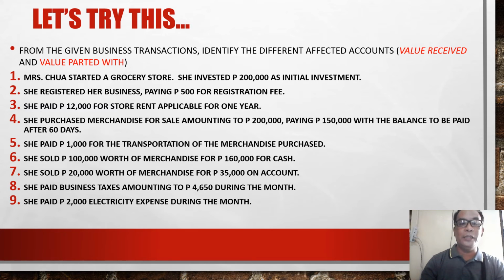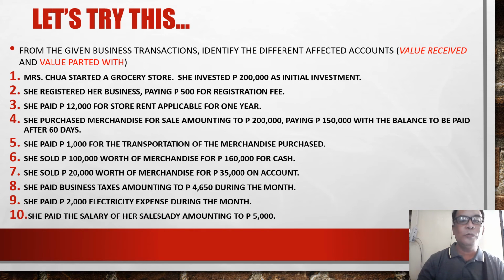For number 9, she paid 2,000 electricity expense during the month. So, ano daw ang ginawa? Nagbayad ng halagang 2,000 pesos para sa electricity expense. So, anong mga accounts ang involved dito? Meron tayong electricity expense. Sinabi bang inutang? Hindi. So, common sense, ano yung binayad sa electricity expense? So, meron ulit tayong cash.